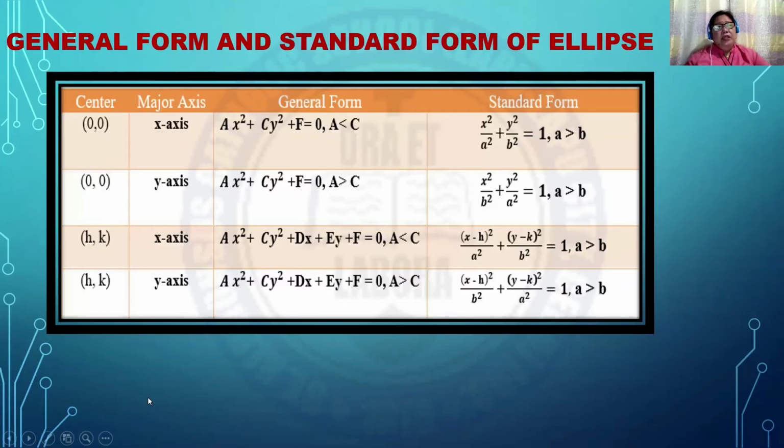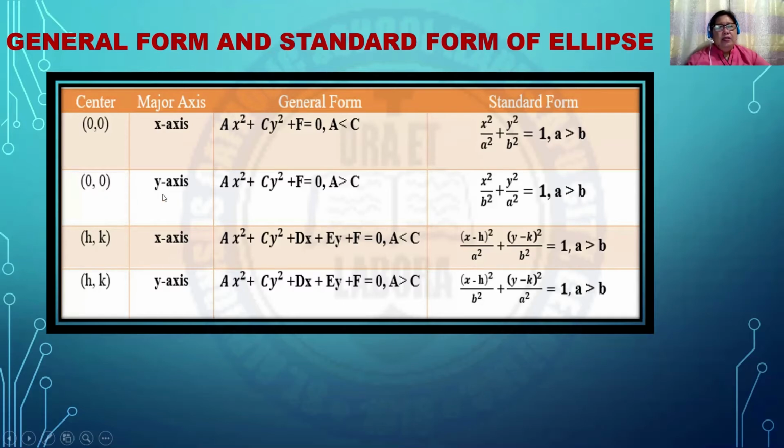Let us have the general form and the standard form of ellipse. For center 0, 0, the major axis is the x-axis. The general form is ax squared plus cy squared plus f is equal to 0, where a is less than c. The standard form is x squared over a squared plus y squared over b squared is equal to 1, where a is greater than b.